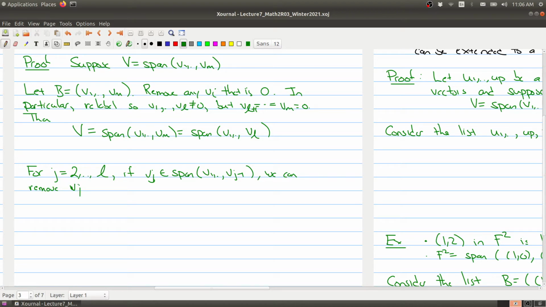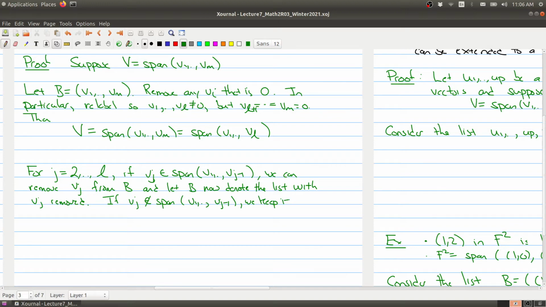We can remove this vector Vj from our list B, and let B now denote the list with the vector Vj removed. On the other hand, if Vj is not in the span of V1 through Vj minus 1, we keep it in B.